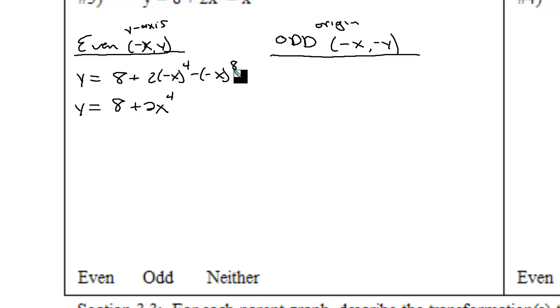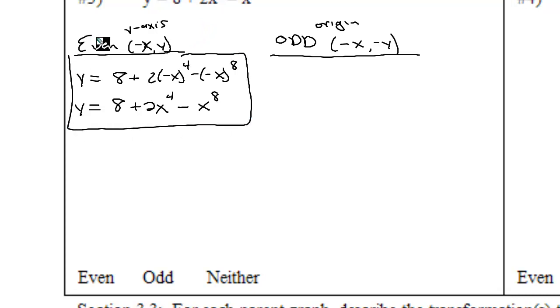Over here, we have a negative x to the eighth. It's an even number of negatives, so it's going to be a positive x to the eighth. We're subtracting a positive x to the eighth. Does this look like the original equation? Yes, it does. Therefore, this is even.